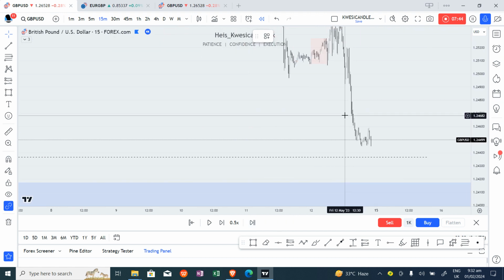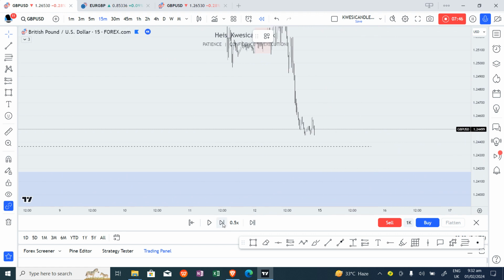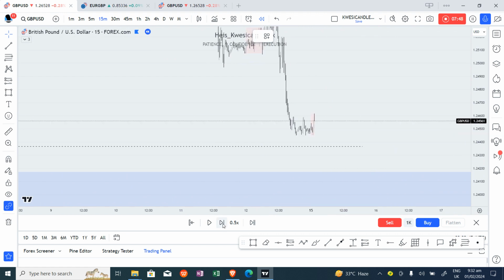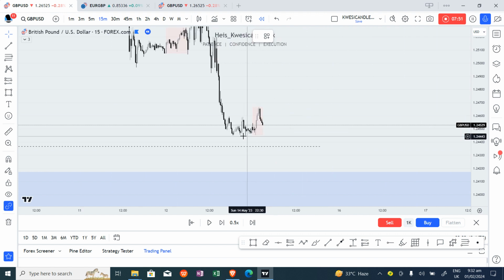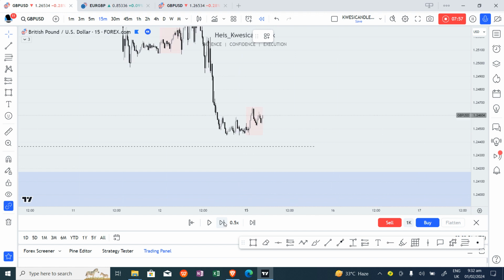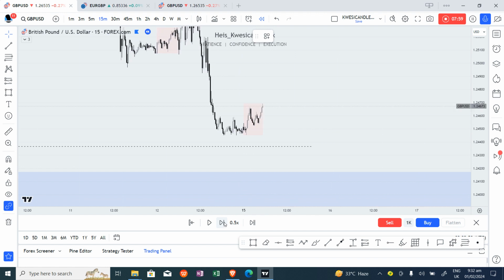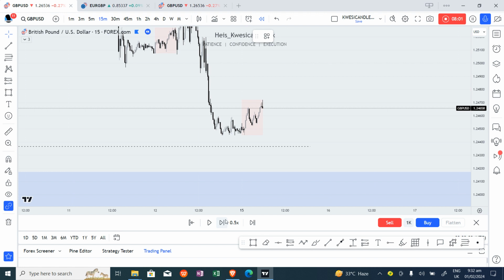Which is 10 p.m. 10 p.m., I'm done trading that day. So let's see. Let's push price to the next day's activity, which is 2 p.m. Okay, nice, nice.